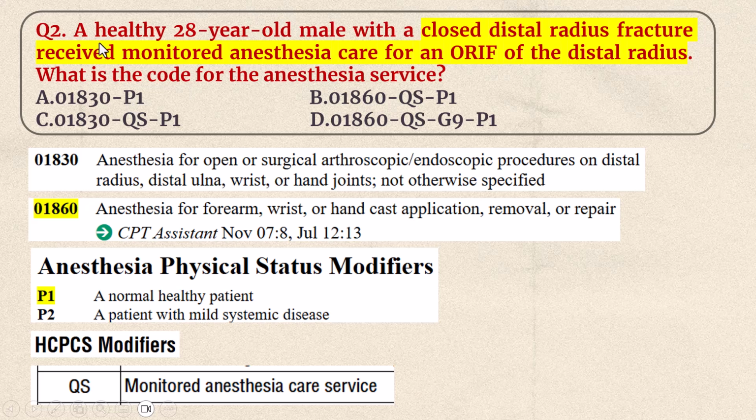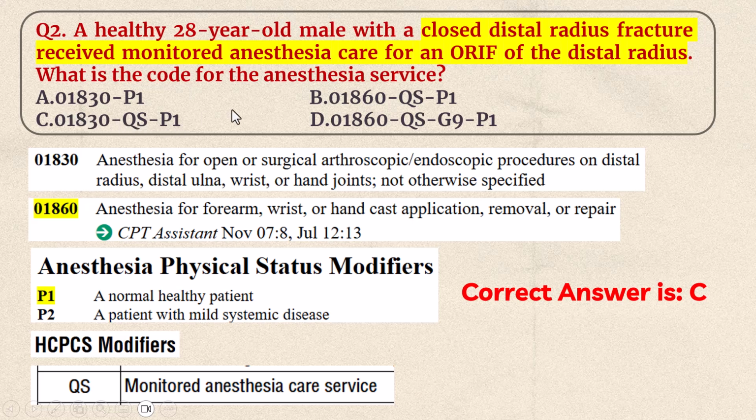But you have to remember this anesthesia is monitored anesthesia. So if it is monitored anesthesia, you have to use the HCPCS modifier as well. When you go to the HCPCS modifiers, QS is monitored anesthesia care service. So you have to use this modifier also. So the correct answer will be answer C, that is 01830 QS P1.